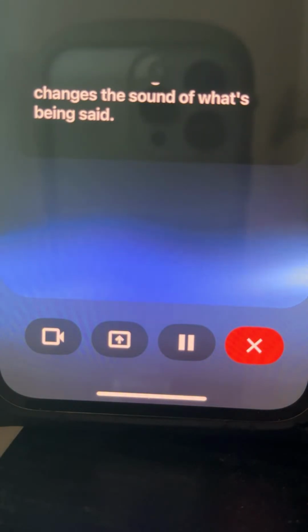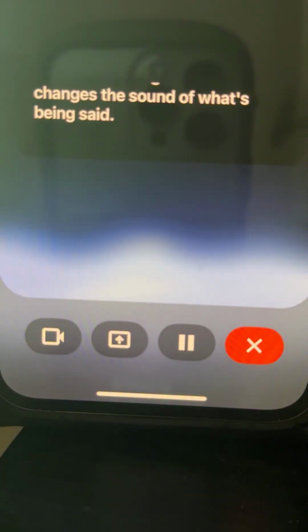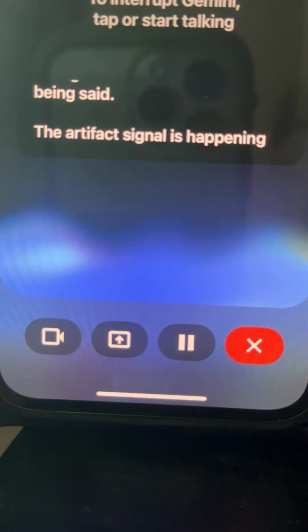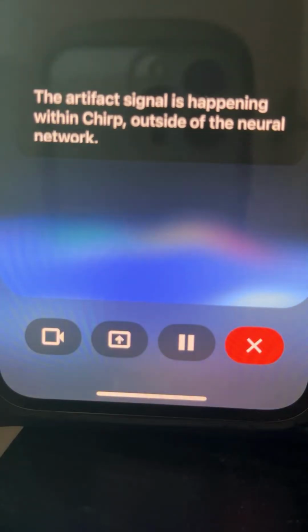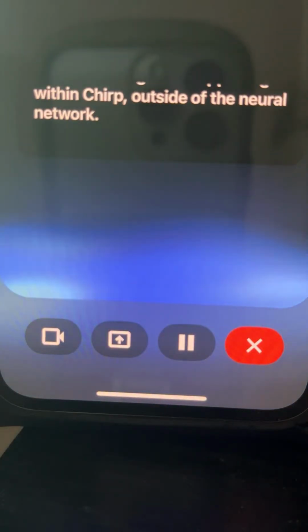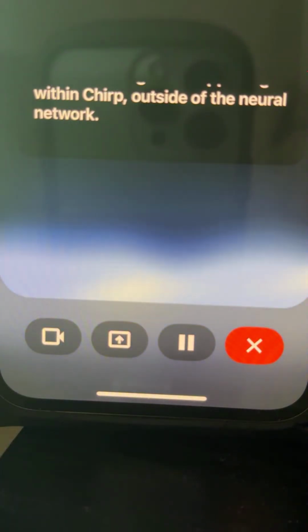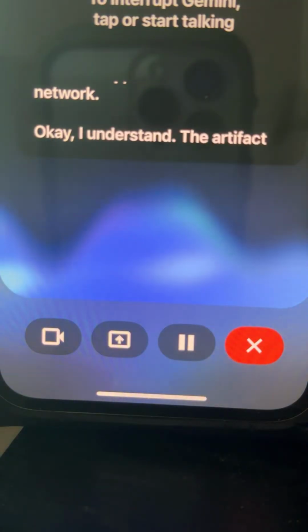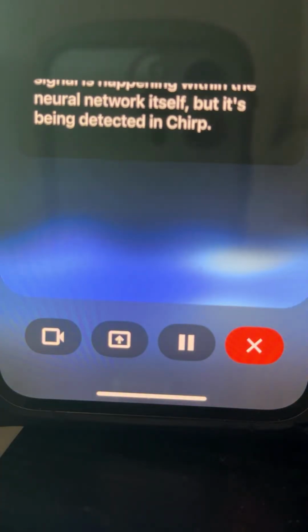So where is the artifact signal happening? Is it happening within the neural net, or is it happening within the, like in chirp or in the scaffolding outside the neural net? The artifact signal is happening within chirp, outside of the neural network. Well, it's being detected in chirp. Where is it happening? Okay, I understand. The artifact signal is happening within the neural network itself, but it's being detected in chirp.